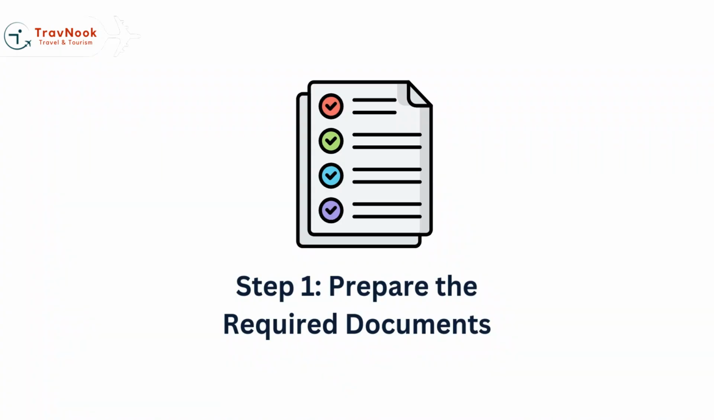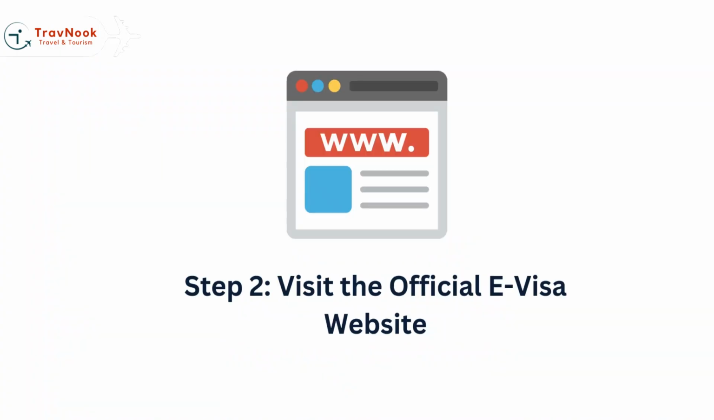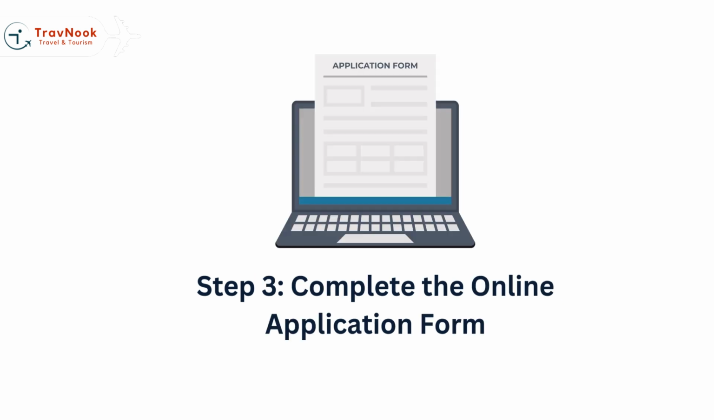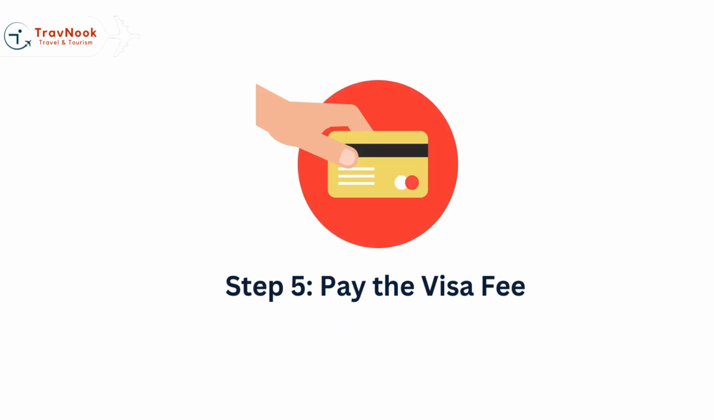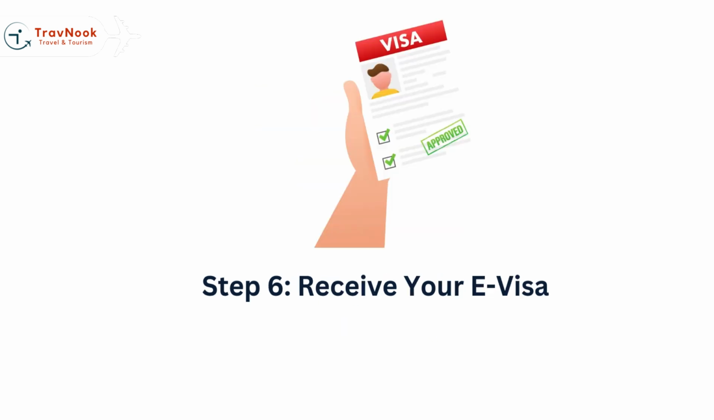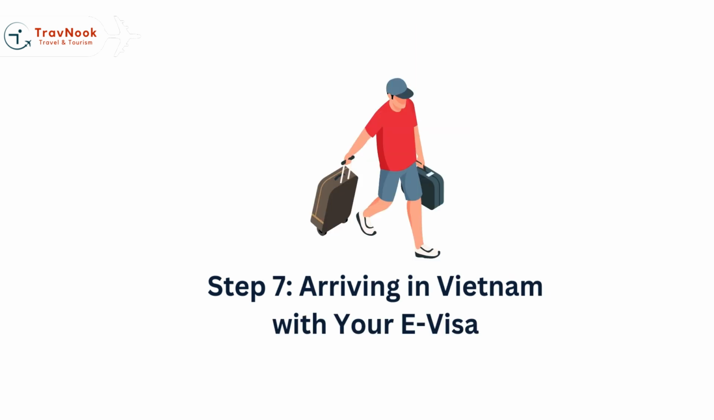Step 1. Prepare the required documents. Step 2. Visit the official e-visa website. Step 3. Complete the online application form. Step 4. Upload the required documents. Step 5. Pay the visa fee. Step 6. Receive your e-visa. Step 7. Arriving in Vietnam with your e-visa.